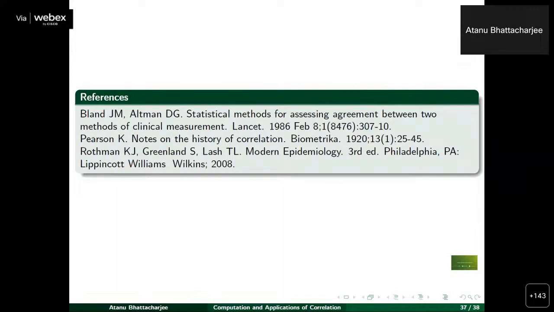There are some reference books: Altman's book, and there is some history of correlation in Biometrics. It is quite an old paper, but you can still have a look. Rothman, Greenland and Lash have a modern epidemiology book, and you can also find many things on Google about correlation coefficients.